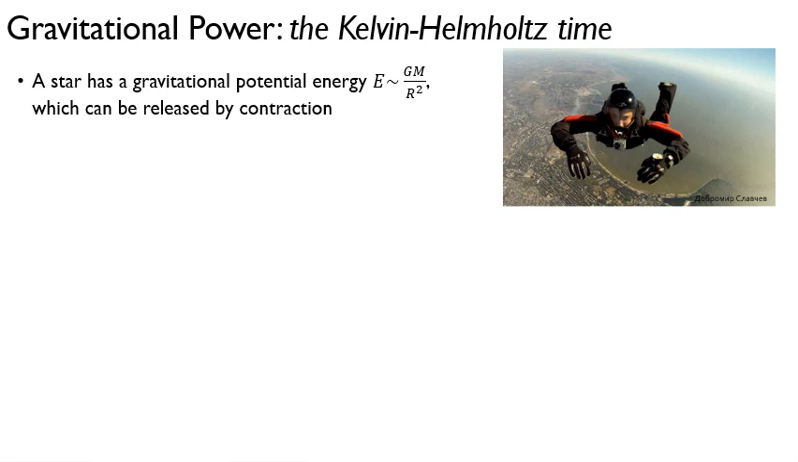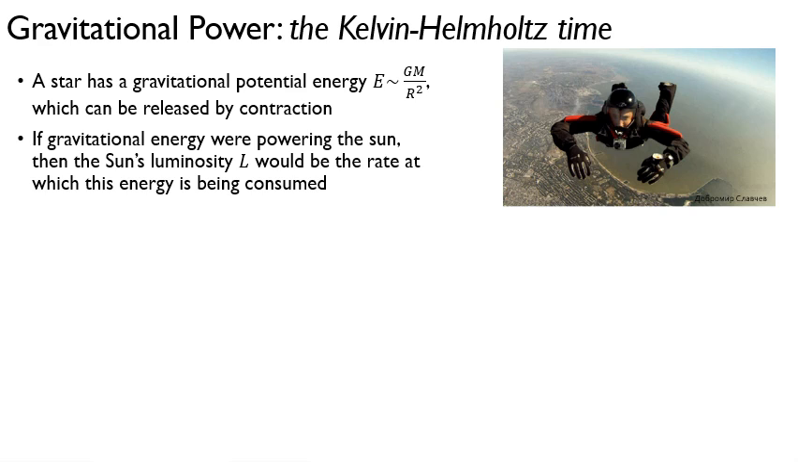So how about gravitational power? Our star has a gravitational potential energy. This G is a constant called Newton's G. M is the mass of the star. R is the radius of the star. So it has a total amount of potential energy just from gravity. This is just like how you have potential energy when you're in an airplane, and when you jump out of the airplane, you fall to the earth and pick up speed, right? You pick up kinetic energy because you're converting gravitational potential energy into kinetic energy. Same kind of thing. So this energy is released by contraction.